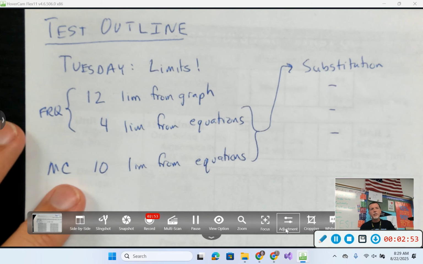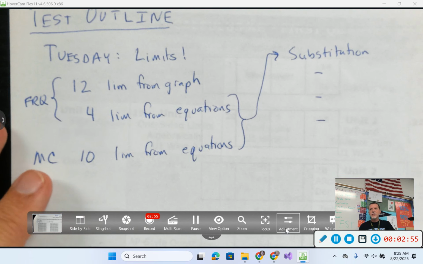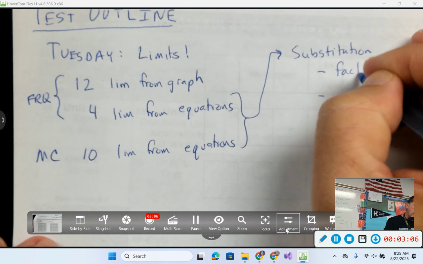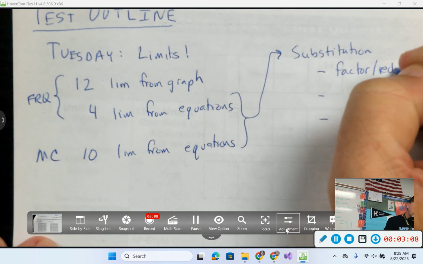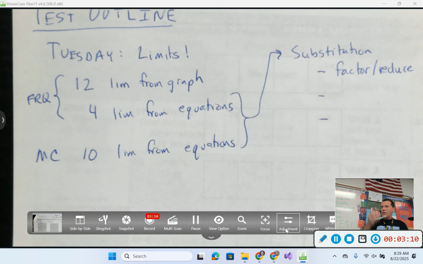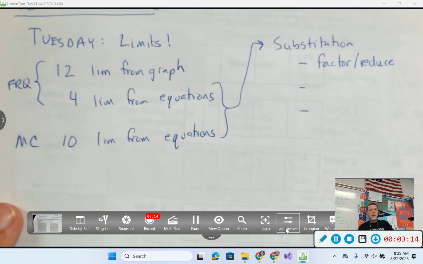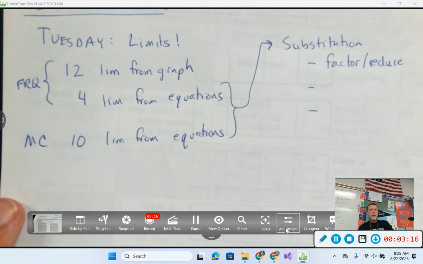What were the 3 algebra things that you could do? Do you remember? What's that? I heard reduce. Reduce is right after you factor. So factor and reduce, sometimes that takes out the 0 over 0, and then you're able to substitute and get an answer. What were the other 2 weird things that you had to deal with?